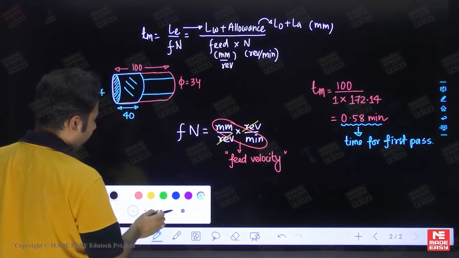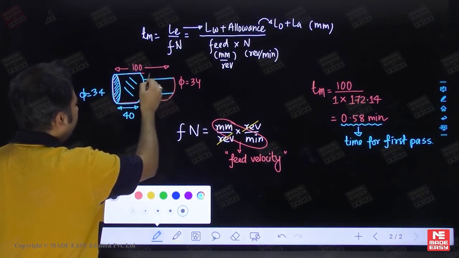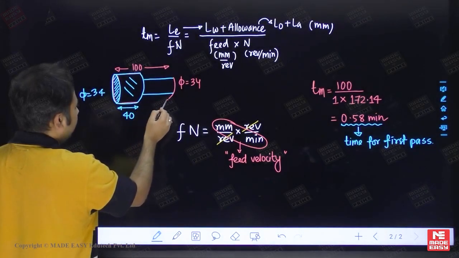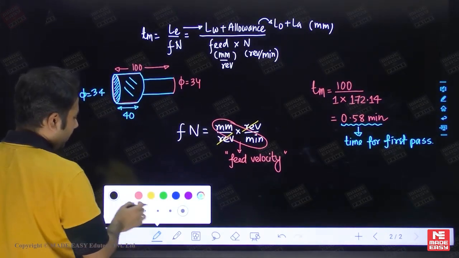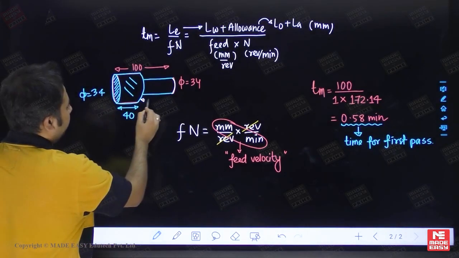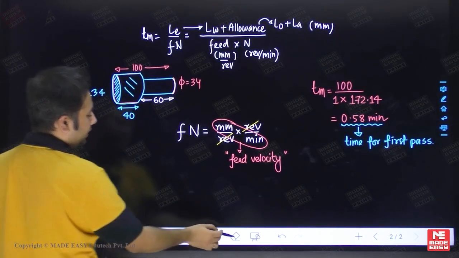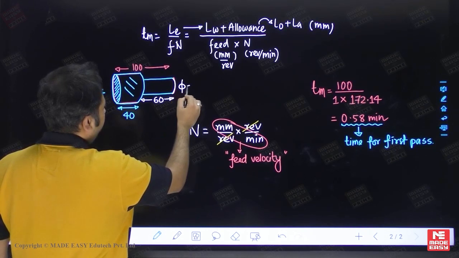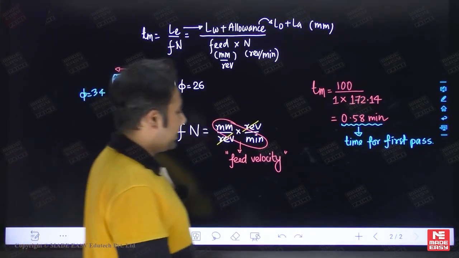Rather, if you want to go for the machining, it has to be for the rest 60 mm length. Okay. So now let us focus on this 60 mm. In this 60 mm, we have to convert the diameter to 26 mm. We have to convert it down to 26 mm.